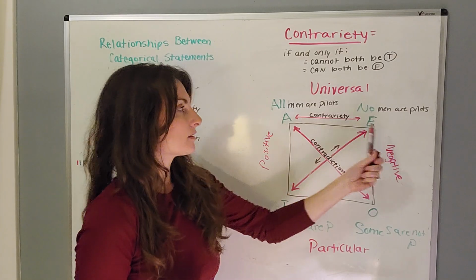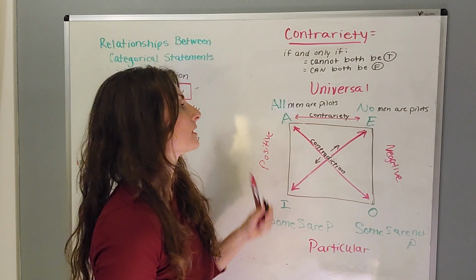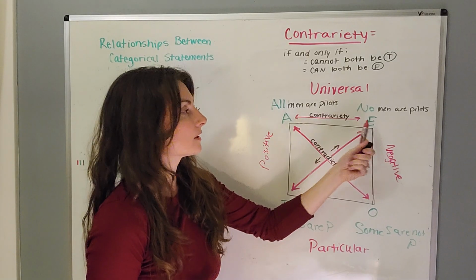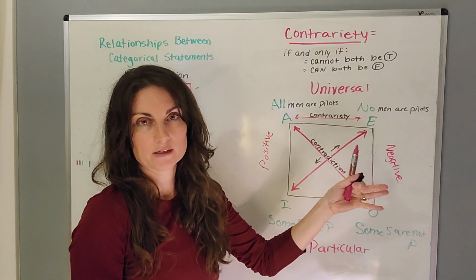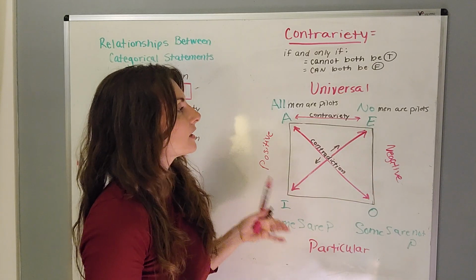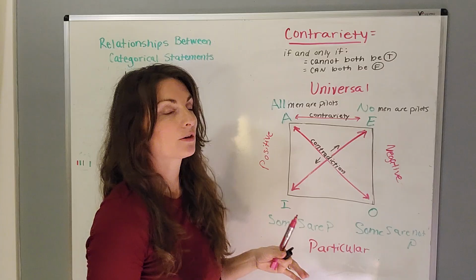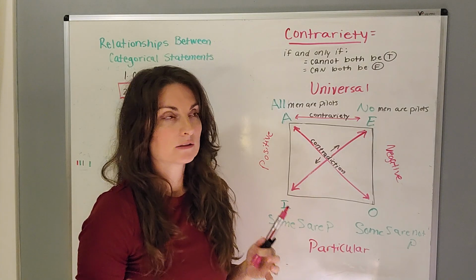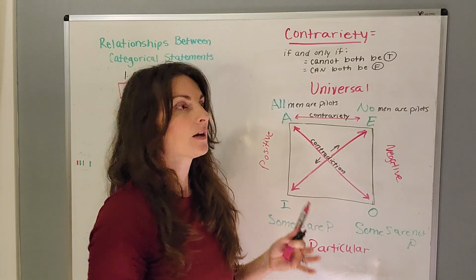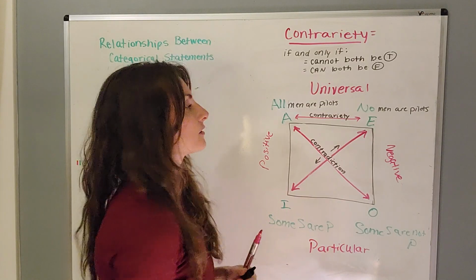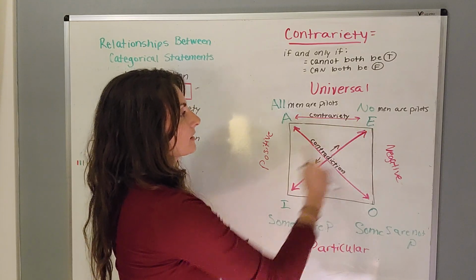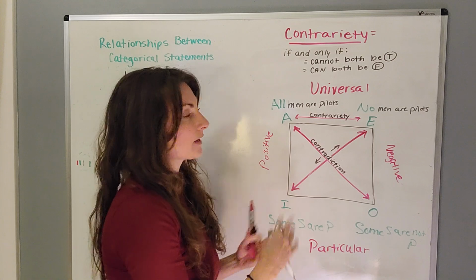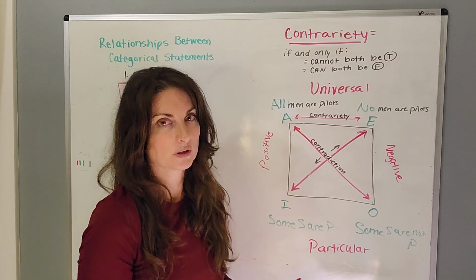All men are pilots, no men are pilots. Is every man on the planet a pilot? Or is no man on the planet a pilot? There is a third option here, and it could be that some are. All of them are not, and none of them are not, but some could be. So this is a better example of how we can see that all and no cannot both be true. However, they can both be wrong or false.